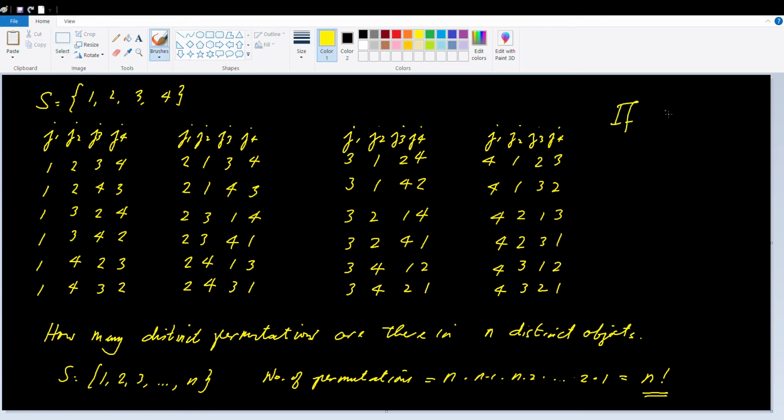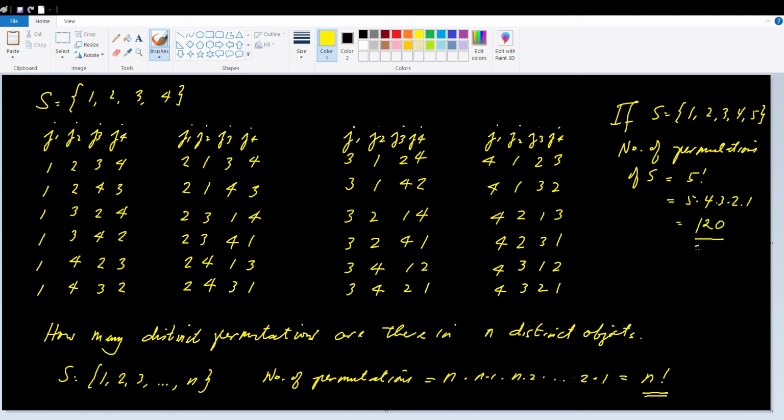So, if S is 1, 2, 3, up to 5, then the number of permutations of S will be equal to 5 factorial. And that is equal to 5 times 4 times 3 times 2 times 1, which is equal to 120 permutations. Okay?